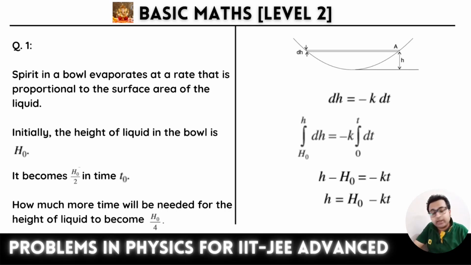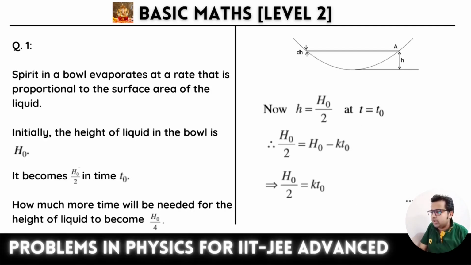So still our equation is not complete because k is unknown. So we have to calculate k, and fortunately in the question one condition is given using which we can very easily calculate k: when time is t naught, height is h naught by 2. So putting t is equal to t naught and small h is equal to h naught by 2, you can very easily get k. The k will be h naught upon 2 t naught. Now we got the k. Now the equation is complete.